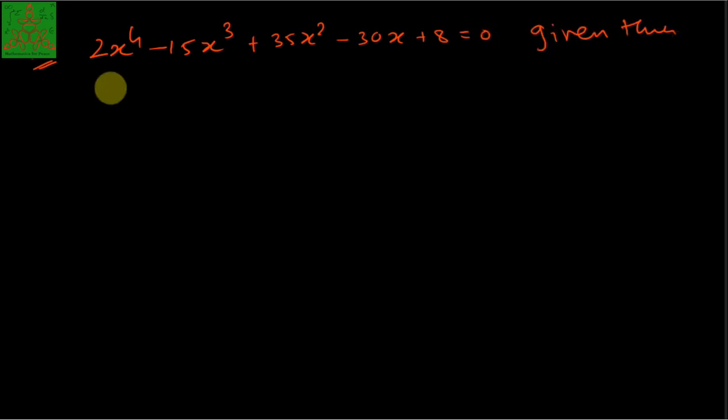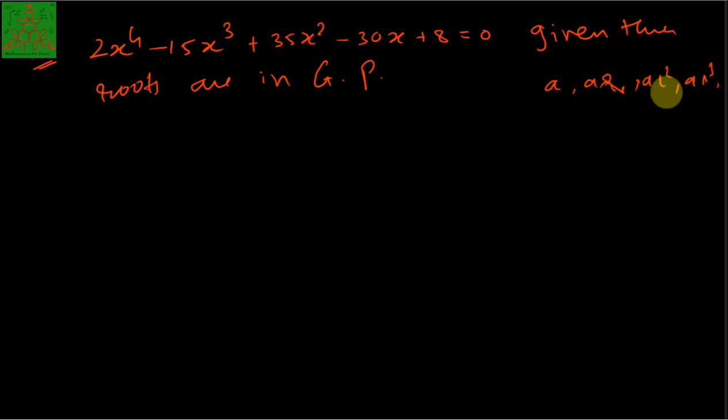Let us solve one more example. Let's take x power 4 minus 15x cube plus 35x square minus 30x plus 8 equal to 0, given that the roots are in GP. The roots are in GP means they are in geometric progression. As we did in the arithmetic progression, the same technique we can use for the geometric progression, and we know that a geometric progression is of the form a, ar, ar square, where the ratio is the same. These are the 4 roots we have.